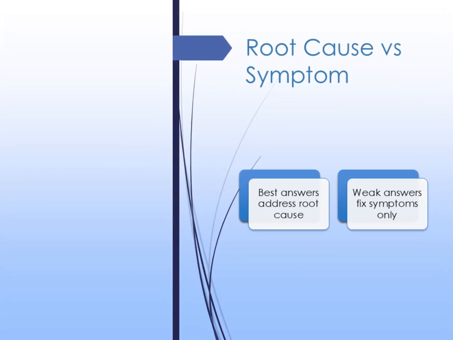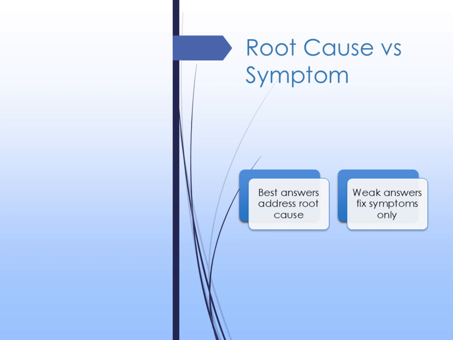One of the most important exam techniques in the CISA exam is understanding the difference between a root cause and a symptom. The strongest answers in the exam usually address the underlying cause of the problem, not just the visible issue. Weak answers often focus only on symptoms. They may appear technically correct at first, but they do not solve the actual business problem creating the risk.